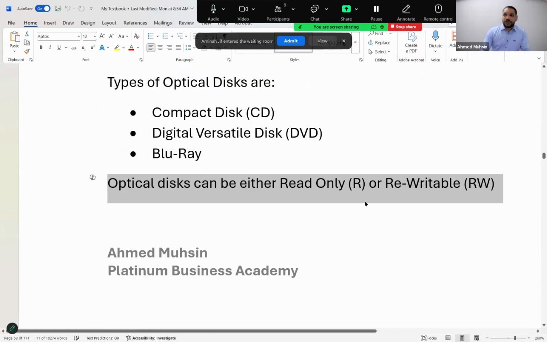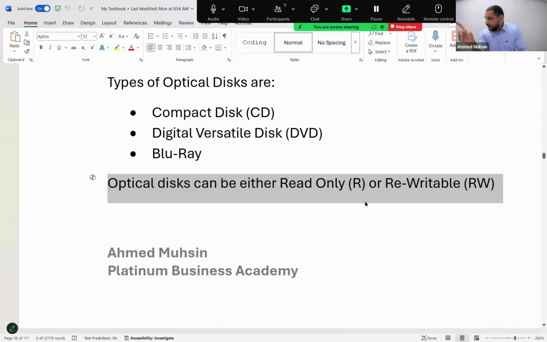Optical discs can either be read-only or they can be rewritable. Are we okay with this? So guys, what do you mean by read-only? In a read-only disc, you can only read data in it. Meaning, in an optical disc that is R, read-only, you can only change data once. Everybody okay with this? In an optical disc that says R, you can only change the data once. Thereafter, users cannot change the data. However, in a CD-RW, in a DVD-RW, you can modify the data as many times as you want.